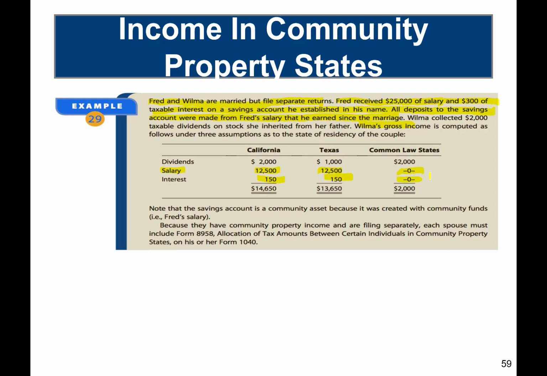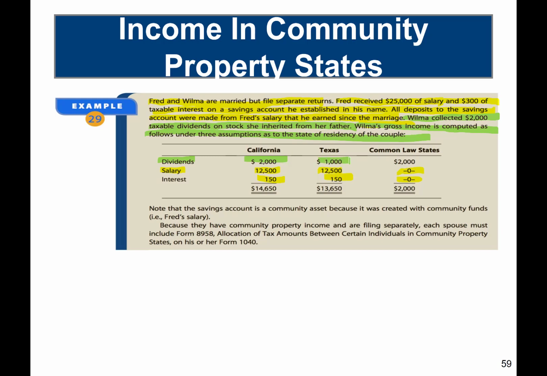Now, Wilma collects a $2,000 taxable dividend. Okay, let's make Wilma's stuff green. Wilma collected a $2,000 taxable dividend in stock she inherited from her father. Since it's an inheritance, then for that one, in the community property state, the entire $2,000 dividend goes to Wilma.